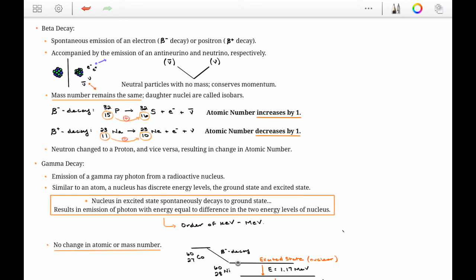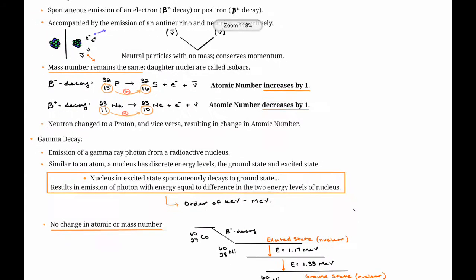And so whenever we consider the beta decay by a positron, we have here a sodium nucleus. The proton in the sodium nucleus is actually being converted into a neutron. So that's why we see a decrease by 1 in the atomic number. And so this is accompanied by the emission of a positron and a neutrino. And so lastly, we have gamma decay.